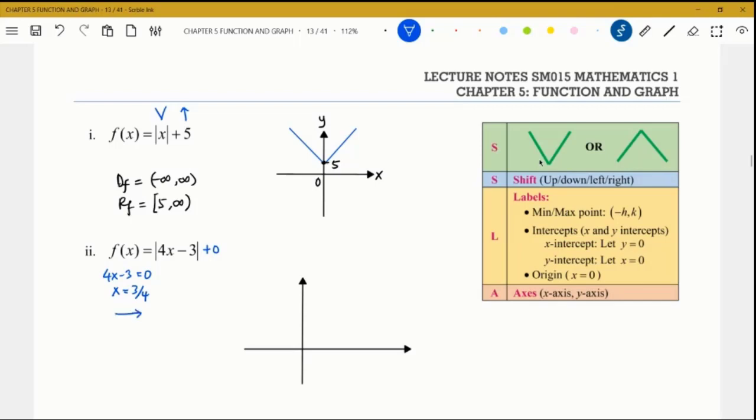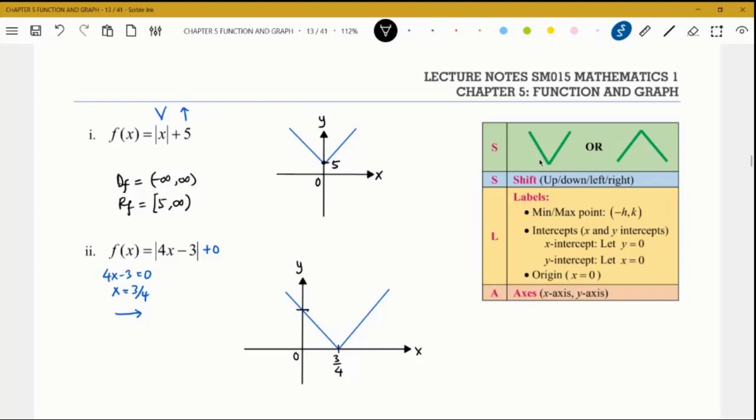Instead of dia adalah V shape di sini 0, 0, tapi the shift to the right sebanyak 3/4. So graf kita akan jadi di sini. So here will be 3 over 4. Okay, do we have y-intercept? Kita ada pintasan pada paksi y? Ada. So here we have the y-intercept.